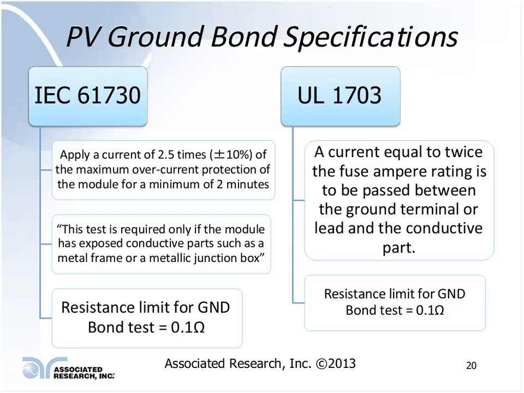The current's a little different. It's equal to twice the fuse ampere rating to be passed between the ground terminal and any conductive part. So even though the current value is slightly different, the limit is the same. It's 0.1 ohms. So this is pretty straightforward. As I showed you guys in the circuit diagram, you're just applying current on a conductor and seeing if it fails the test. That's really it.